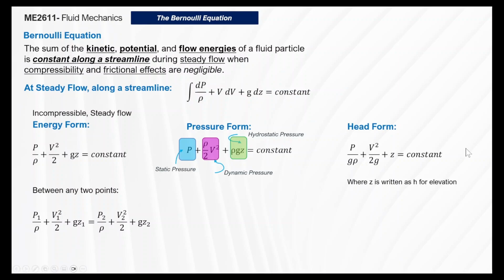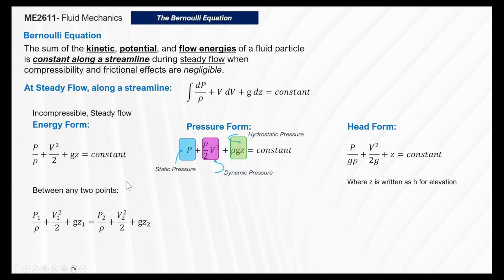So here, we divide everyone by acceleration due to gravity and density. So there will be pressure divided by acceleration due to gravity times density, plus v squared over 2g, plus z. And this is to get the total head form, and this is constant in incompressible steady flow along a streamline.